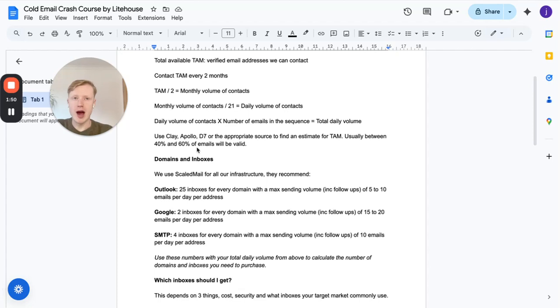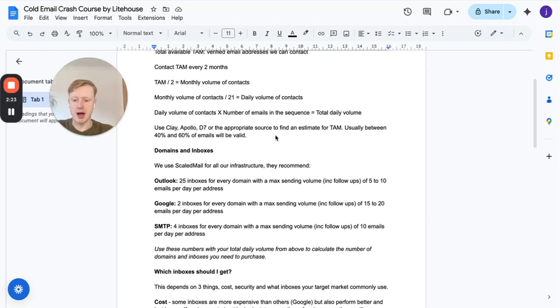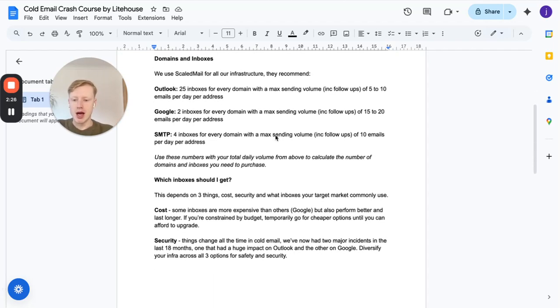If you haven't run your leads first, so you don't know how many verified contacts you're going to have, and you want to estimate it, you can use Clay, Apollo, D7, really any appropriate lead source for your target market. If it's local businesses, D7 is going to be better. If it's more general B2B stuff, Apollo is probably pretty good. Clay's great. It's got some built-in features. Usually between 40 and 60% of the emails we get are valid, and obviously we're only contacting the valid ones. So you can run these numbers to work out a rough estimate for the size of your actual contactable TAM.